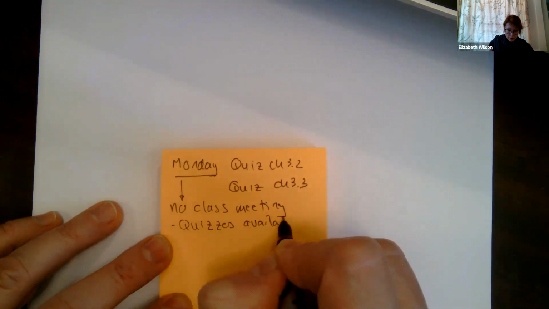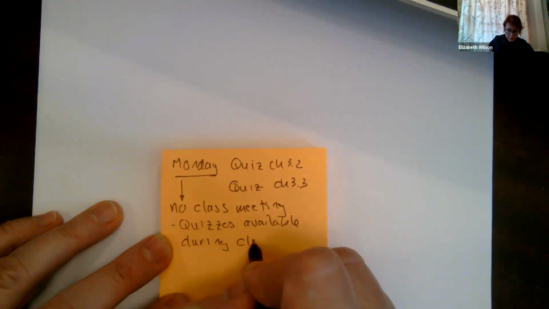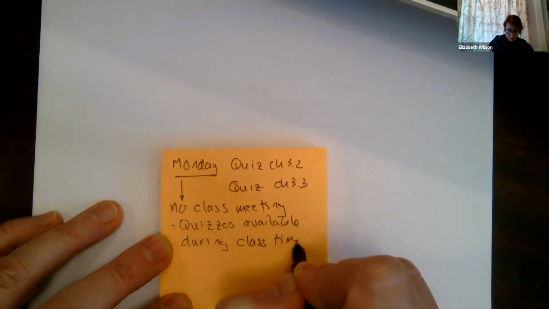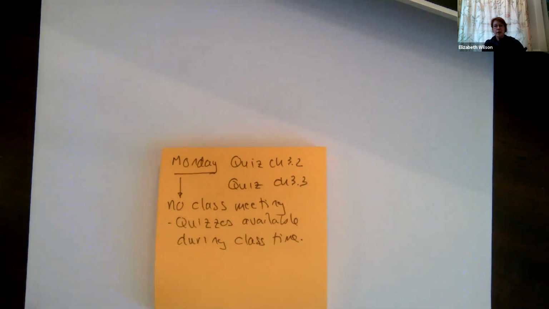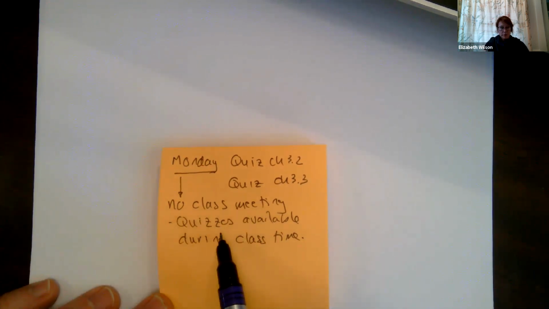will be available starting class time. So you can show up at 10:30 and then take the quizzes, upload them, and then be done. If that doesn't work, it'll be a 24-hour window, so you can do it at that point. There we go. All right, so Monday, no class meeting, but we'll have 2 quizzes, right? And then the quizzes will be available during the class time, which you are free to start.